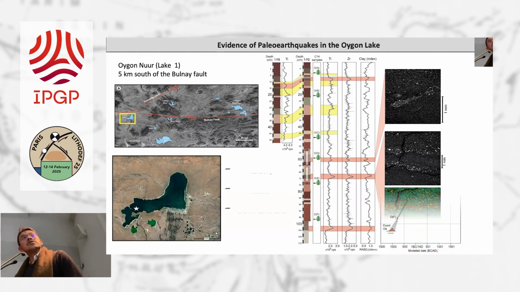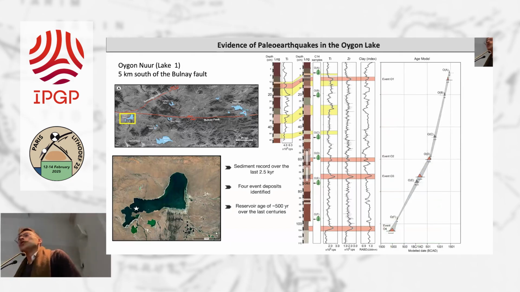So the next step was to build a Bayesian age model in order to know when those events occurred in time. So here you have each of the gray curves representing the calibrated age of the C14 samples, and each of the orange probability density functions represents the age of the paleoevents. So in this particular core, we have a sedimentary record of about 2.5 thousand years. We identified 4 deposits, as you can see in red.